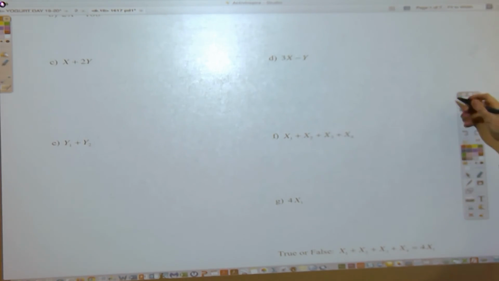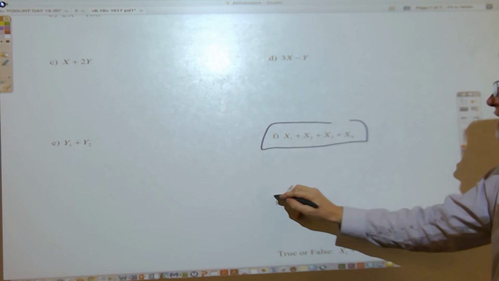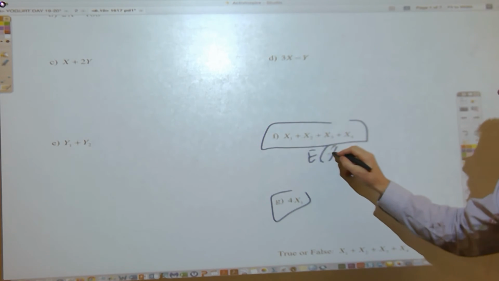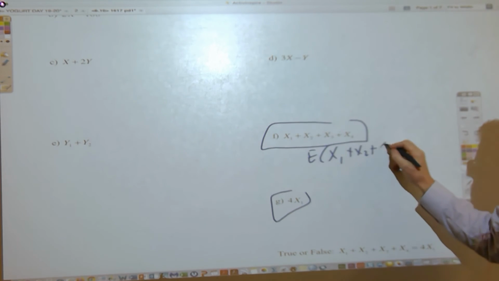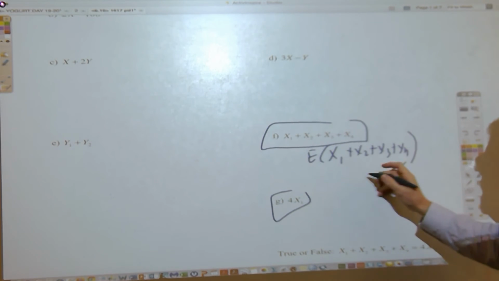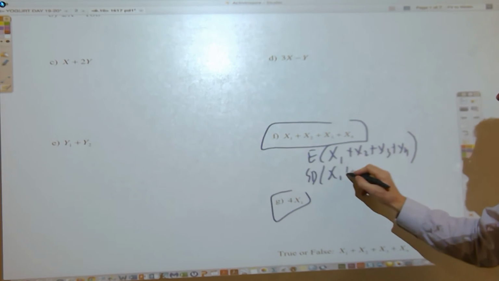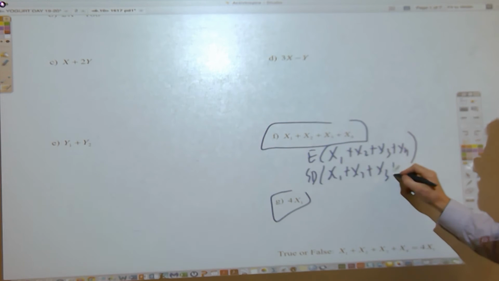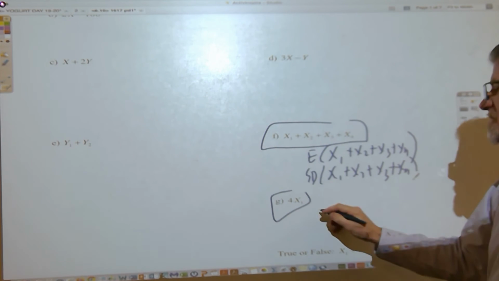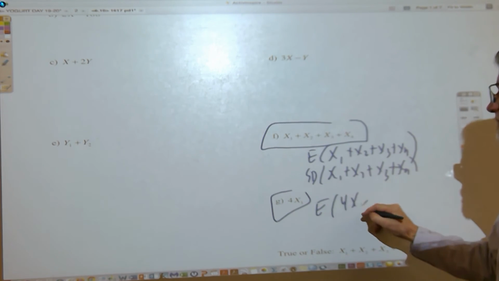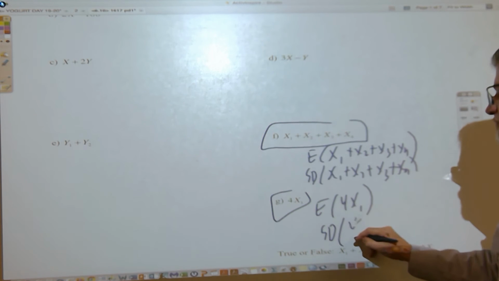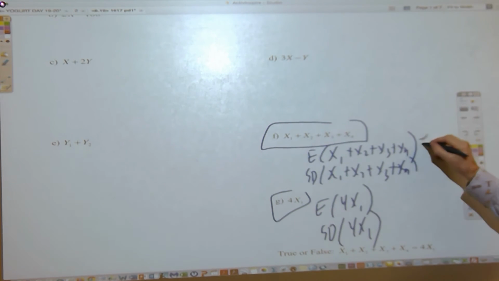Okay, now I would like you to skip down to letters F and G. I want you to find the expected value of x1 plus x2 plus x3 plus x4 and the standard deviation of x1. Do the same thing, both expected value and standard deviation, of 4x1. So do all four of these problems, write down what you think the answers are. You may begin.